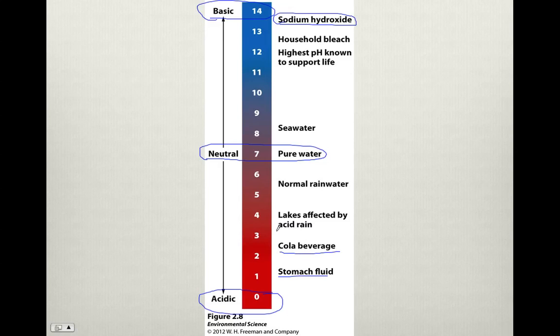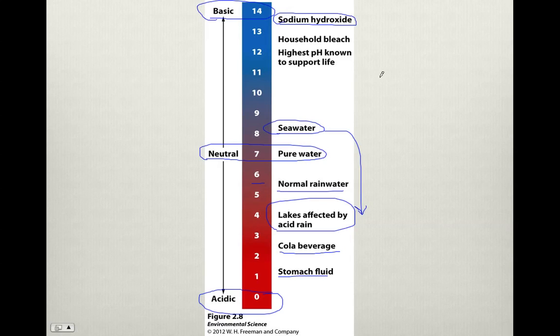Lakes that are affected by acid rain can be quite acidic, between 3 and 4 pH. Normal rainwater is slightly acidic, between 5 and 6 pH. Seawater is actually basic. It's near pH 8, but seawater is decreasing in pH and becoming more acidic.